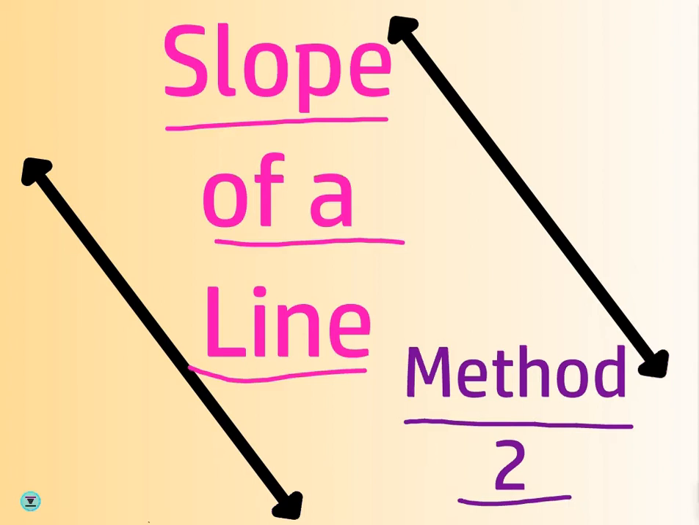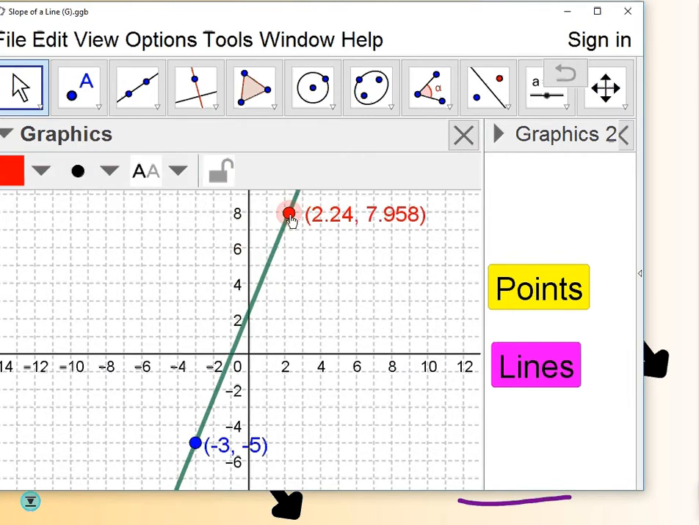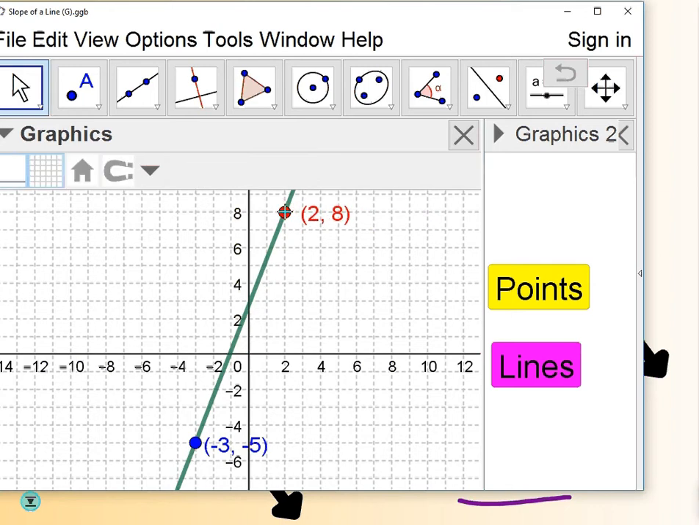So going back to looking at a line, let's take a look at this one right here. So the top point is 2, 8. The bottom is -3, -5. So what I want to show you today is, I guess you could call it a shortcut to figure out the slope. So what is the y value of this blue point? -5, okay? And what's the y value of the red point? 8.